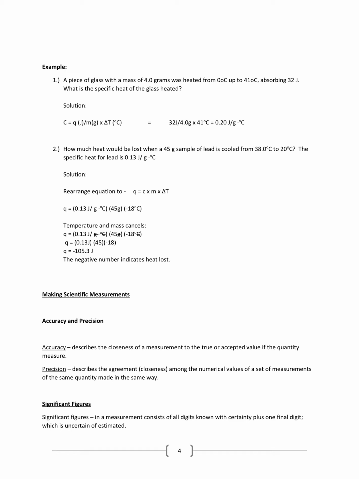So let's look at a couple of examples. You have a piece of glass with a mass of 4 grams, and it's heated from 0 degrees Celsius up to 41 degrees Celsius. And it absorbs 32 joules. What is the specific heat of the glass? So remember, these are the equations for specific heat.